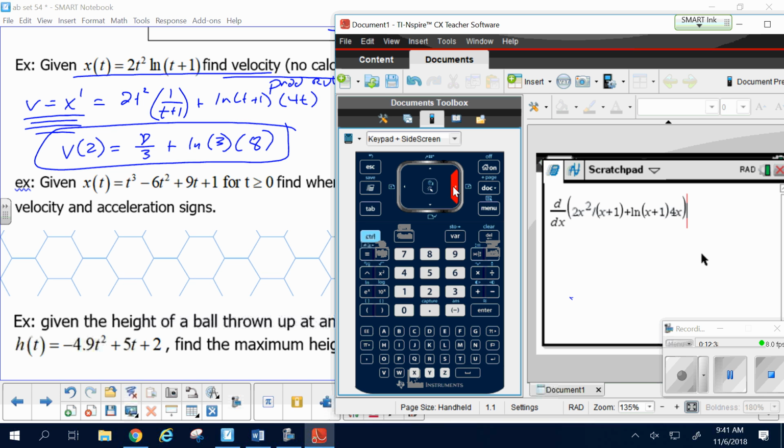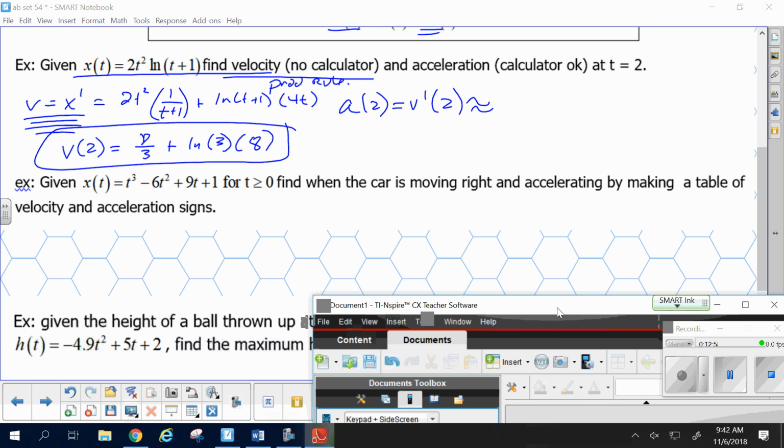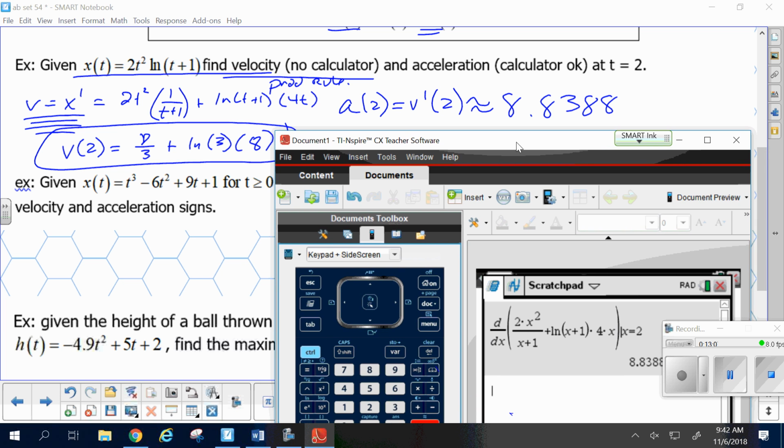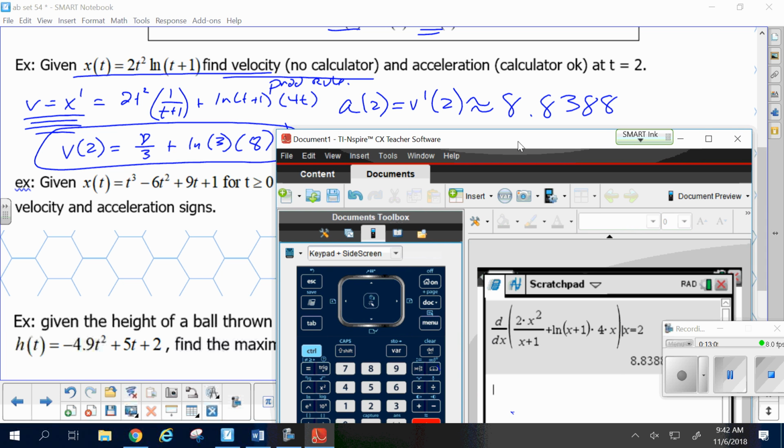Log of x plus 1 times 4x. Boom. Oh, shucks. Now, if you do it this way, you have to give an evaluation bar. Do you know how to get an evaluation bar? It's right here. It's in this little equals submenu. It's really nice. Evaluate that at x equal 2. You follow? I get 8.8388. How about you? I got it. You did not get that? Can I get a uh-huh? I heard a no. I heard some uh-huhs, maybe.